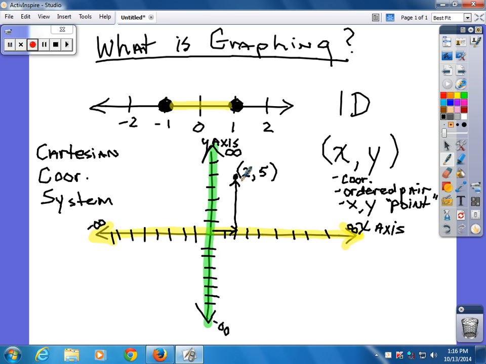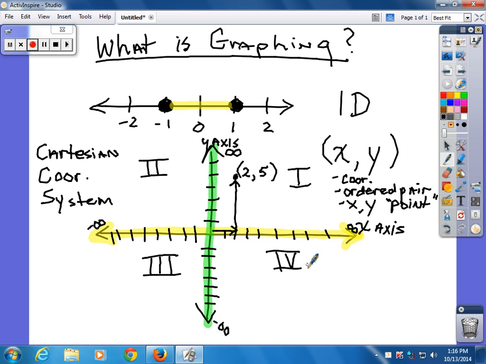Now, again, most of this is reviewed. Most of you have had pre-algebra and algebra 1, so most of it's reviewed. Some of it is new. I don't know. Depends on what you've had. This is your first quadrant. This is your second quadrant. This is your third quadrant. And this is your fourth quadrant.